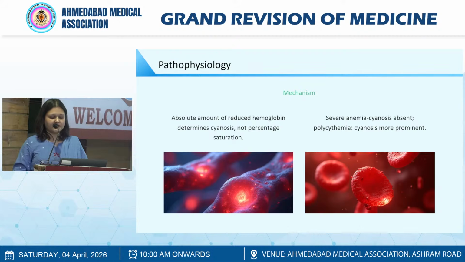Now let's see mechanism. The absolute amount of reduced hemoglobin determines cyanosis, not the percentage of saturation of oxygen. Okay, even if SpO2 is 92, reduced hemoglobin must be present, then only can we see cyanosis. In severe anemia we cannot see cyanosis, and in polycythemia cyanosis is more prominent.